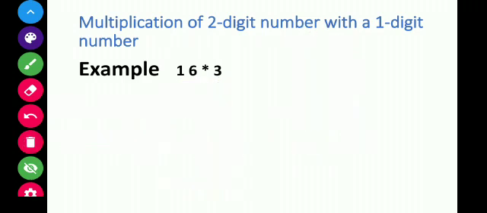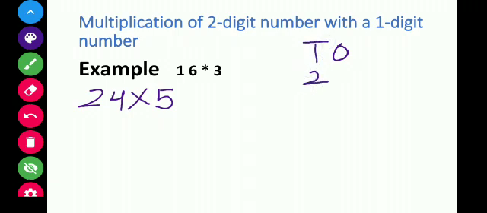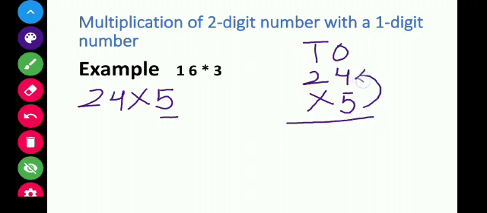Now let's take one more example. 24 multiply 5. Follow the same procedure. 24 is a two digit number, so ones and tens. Now place the number according to the proper place value, 2 under tens and 4 under ones. Now the second number 5 is only a one digit number, so it will come under ones. Now again put a sign of multiplication over here. Read the table of 5 first with 4.